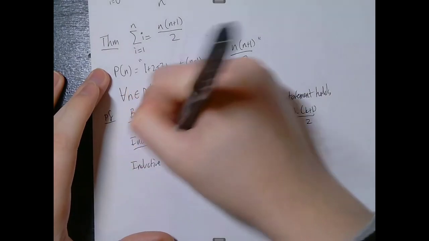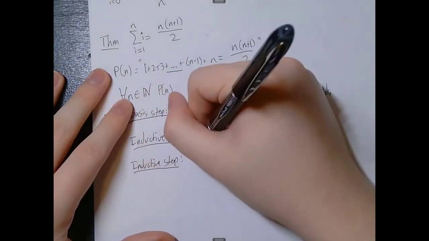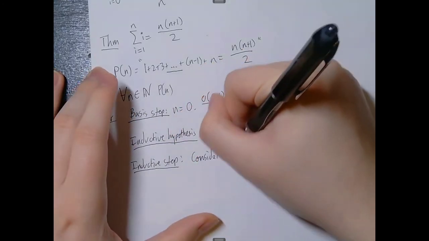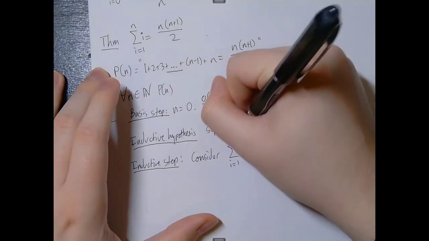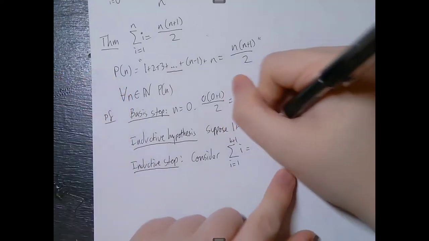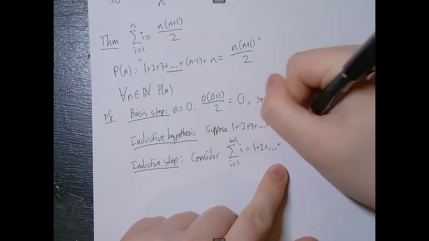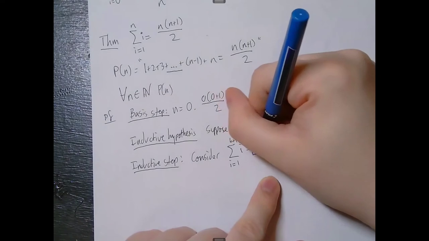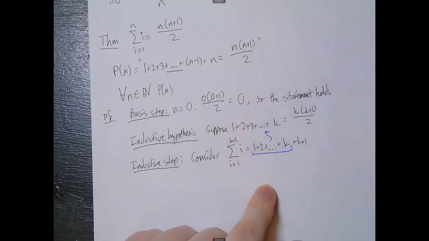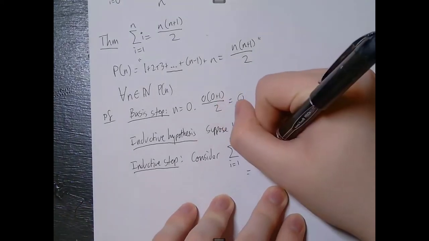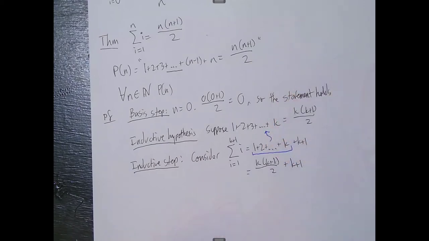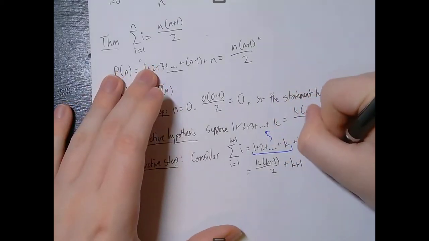So for the inductive step, what I'm going to do is look at the summation by itself. So the sum from i equals 1 to k plus 1 of i, which equals 1 plus 2 plus all the way through to plus k plus 1. And again, all of this comes from the inductive hypothesis here, so we can just swap that out. So this equals k times k plus 1 over 2 plus k plus 1 by the inductive hypothesis.